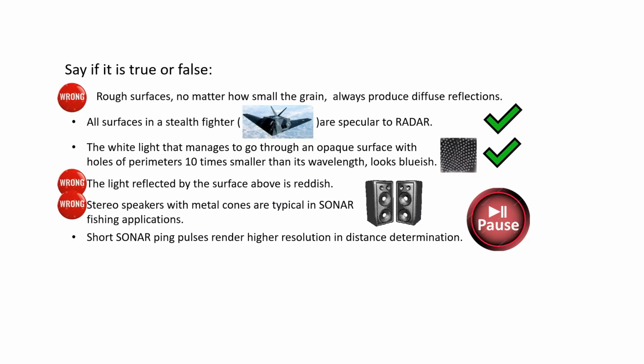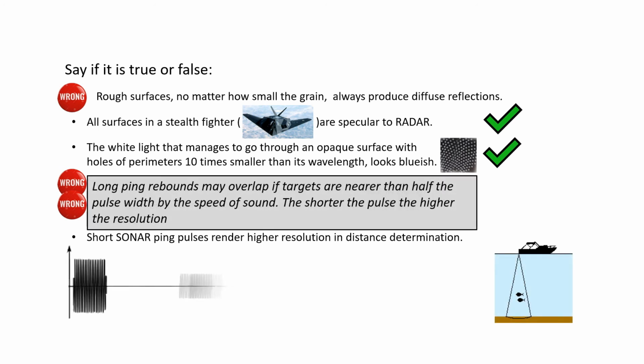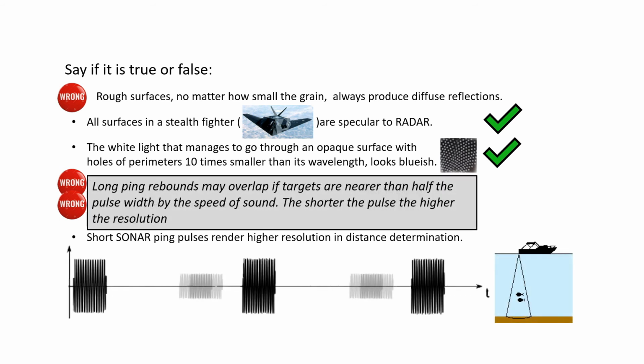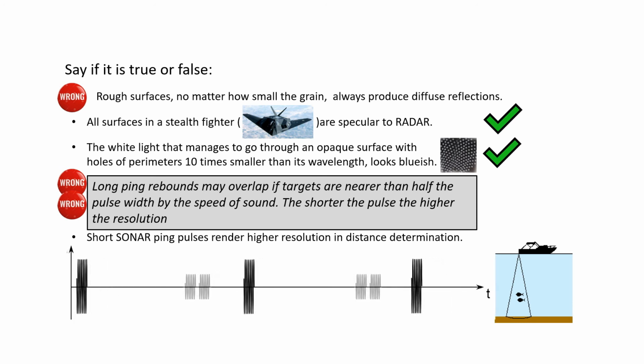Short sonar ping pulses render high resolution in distance determination. Long ping rebounds may overlap if targets are nearer than half the pulse width by the speed of sound. The shorter the pulse, the higher the resolution. The statement is correct.